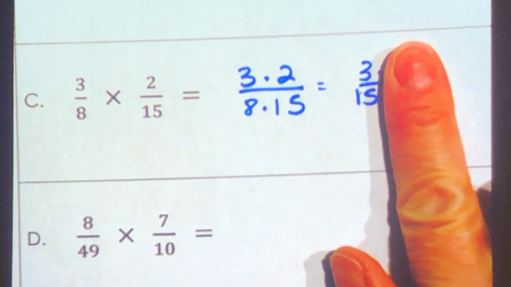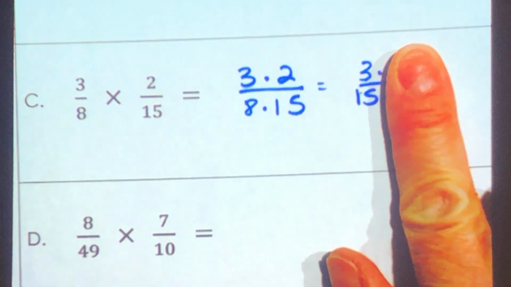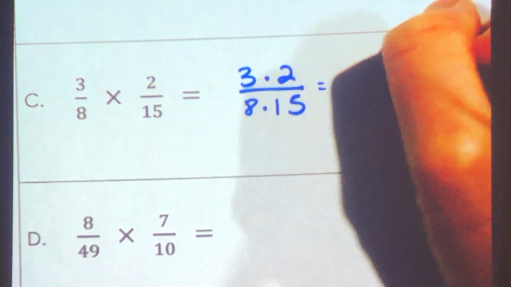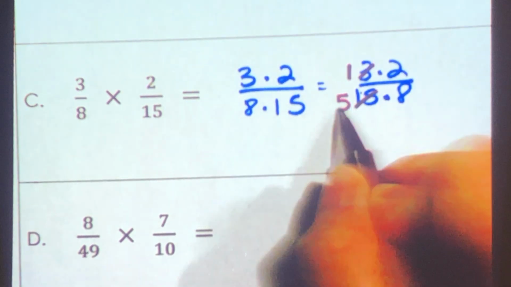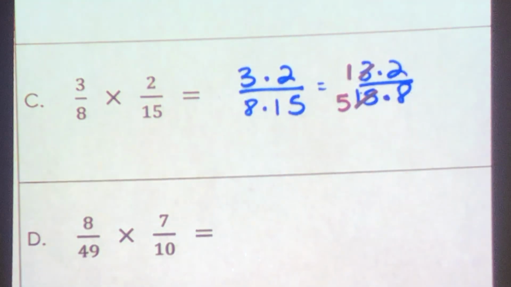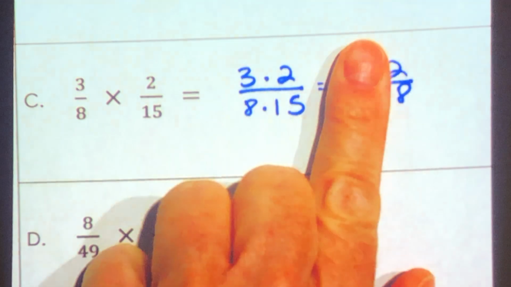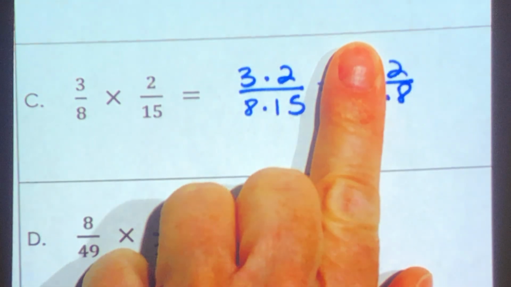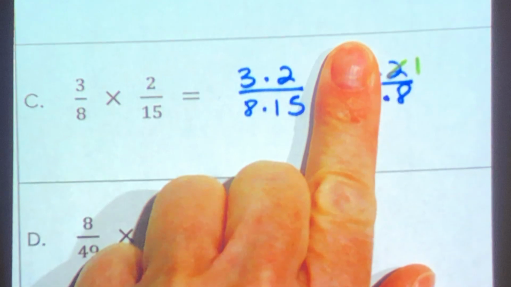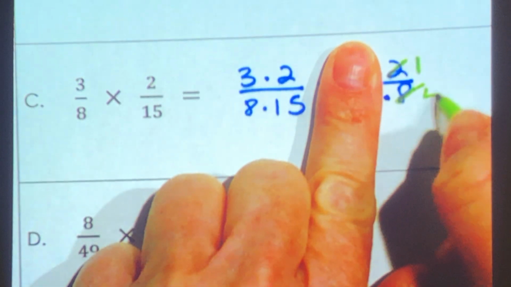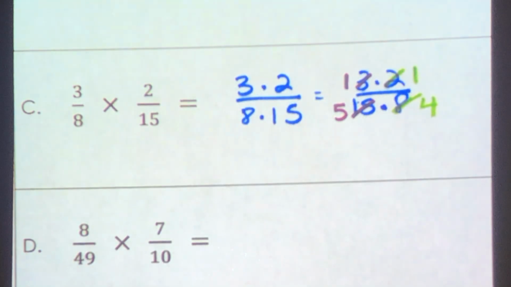So see 3/15ths? The largest number that divides into 3 and 15 is 3. 3 goes into 3 one time. 3 goes into 15 5 times. So instead of 3/15ths, we're dealing with 1/5. Now look at your 2/8. The largest number that divides into 2 and 8 is 2. 2 goes into 2 once. 2 goes into 8 4 times. So instead of using 2/8, we can use 1/4.